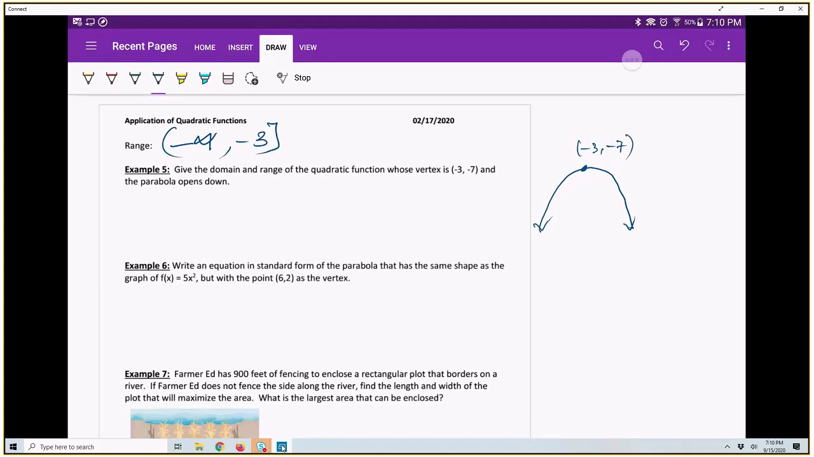So clearly the domain, I don't even worry about anything, it's still negative infinity to infinity. Whereas when finding the range of this parabola, since it's opening down, it will start at negative infinity, and it will go to the value of the y coordinate of the vertex, which is negative 7. And I have answered the question.